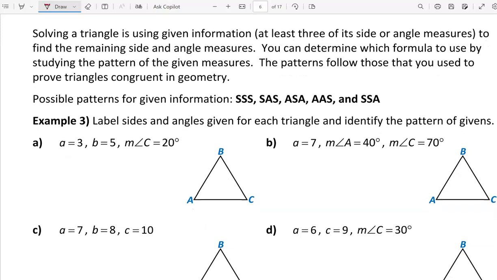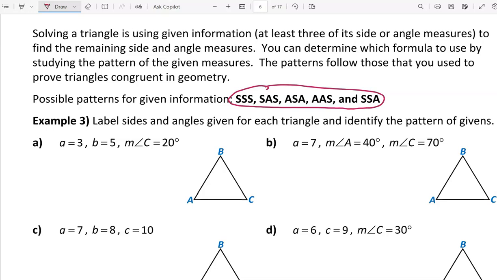The last thing that we're going to do here is label some given information. When we solve an entire triangle, we're going to find more than just one missing side or angle. We're going to find all of the missing sides and angles based on givens that are 3 sides, or 2 sides and an angle, or some combination of 3 things that will be given. They're going to determine which formula to use by studying the pattern of the given measures. So you'll recognize all of these patterns from geometry.